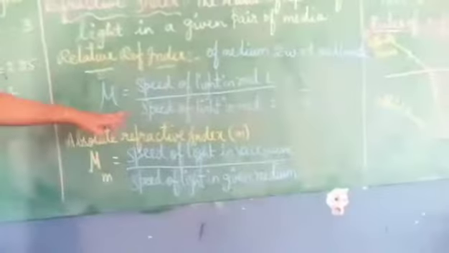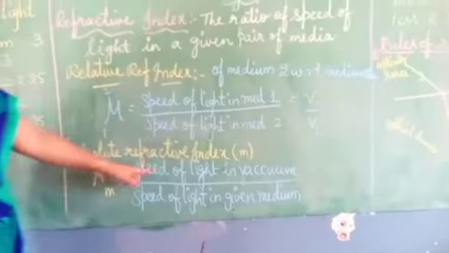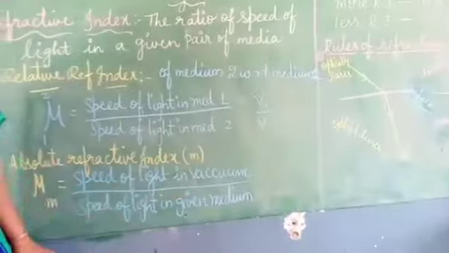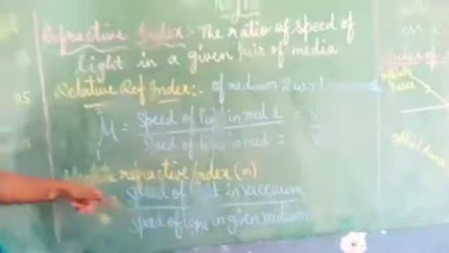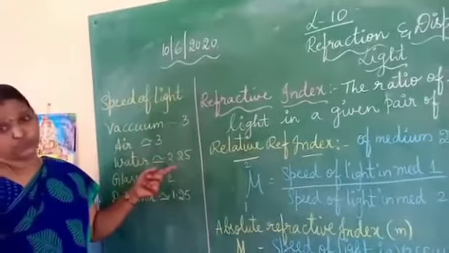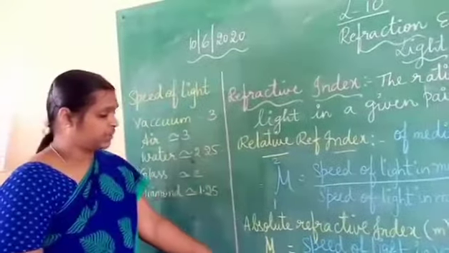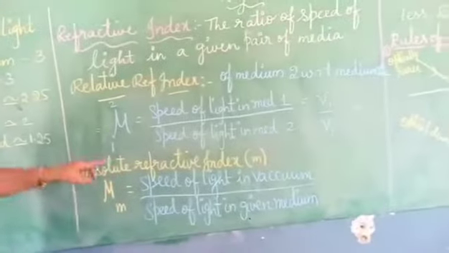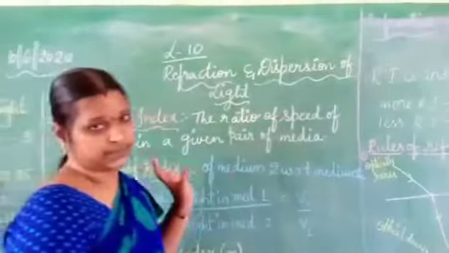When you are calculating absolute refractive index, one compulsory value is the speed of light in vacuum, that is 3, and the speed of light in the given medium, let me take it as water. So 3 by 2.25. When you do it, you get the absolute refractive index. So this is regarding refractive index.